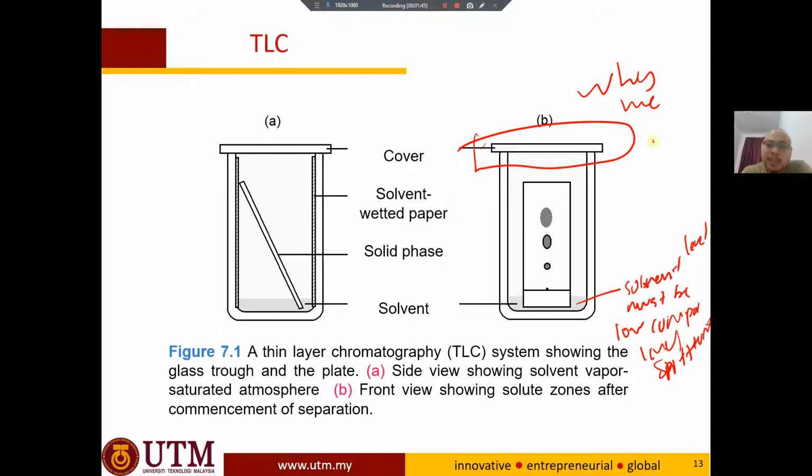why we need to cover our system, or we can call this the chamber. The solvent-wetted paper is not necessarily there. It's not necessary to be there. The one that is really compulsory is the chamber over here, and then we need to cover it. We need not to allow any solvent to escape. So these two questions, I would like to leave to you guys in our discussion later on.